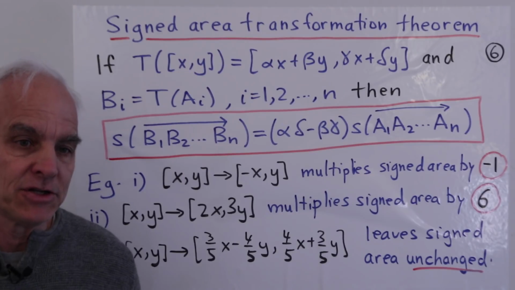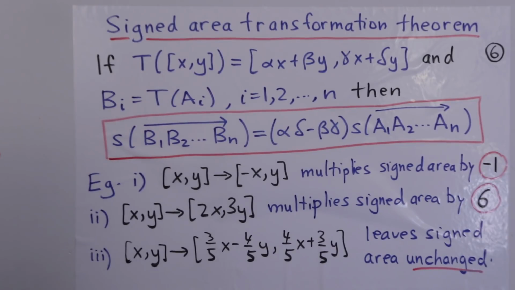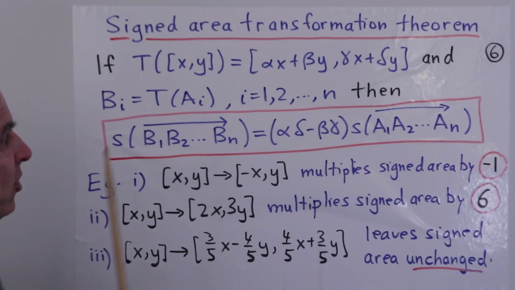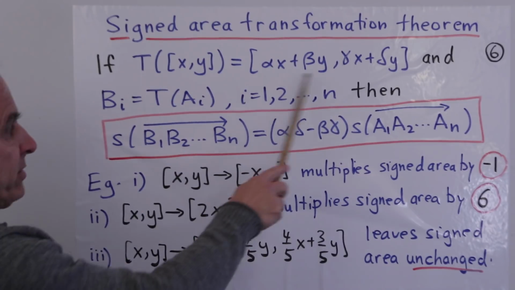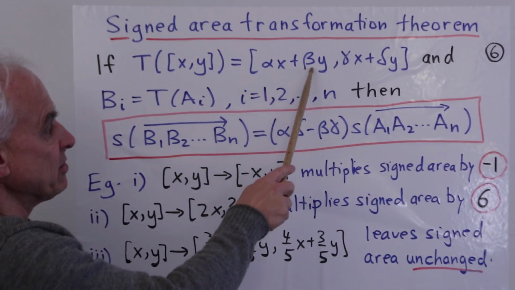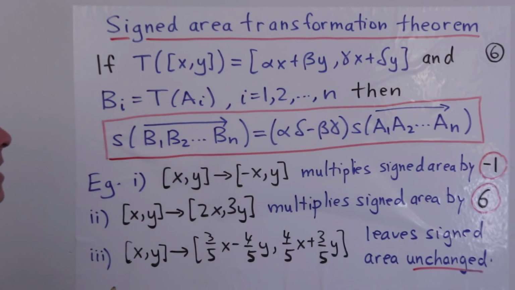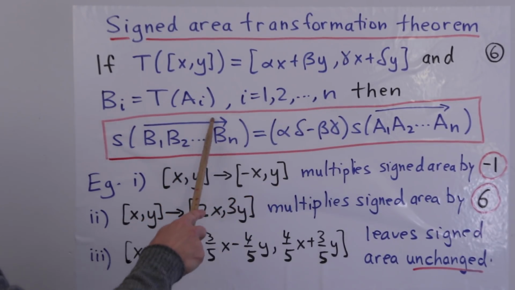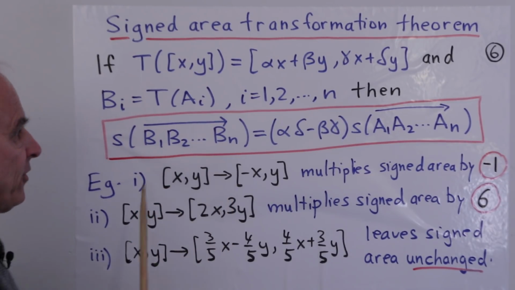So now here's our second theorem today, the signed area transformation theorem, which tells us what happens to signed areas when we apply a linear transformation like this. So let's call it T. Let's say that T of (x, y), that's a point, is this point: (alpha x plus beta y, gamma x plus delta y). And we'll suppose that we have points A1, A2 up to An, and that the images of those points are, let's say, B1, B2 up to Bn. So Bi is T of Ai.